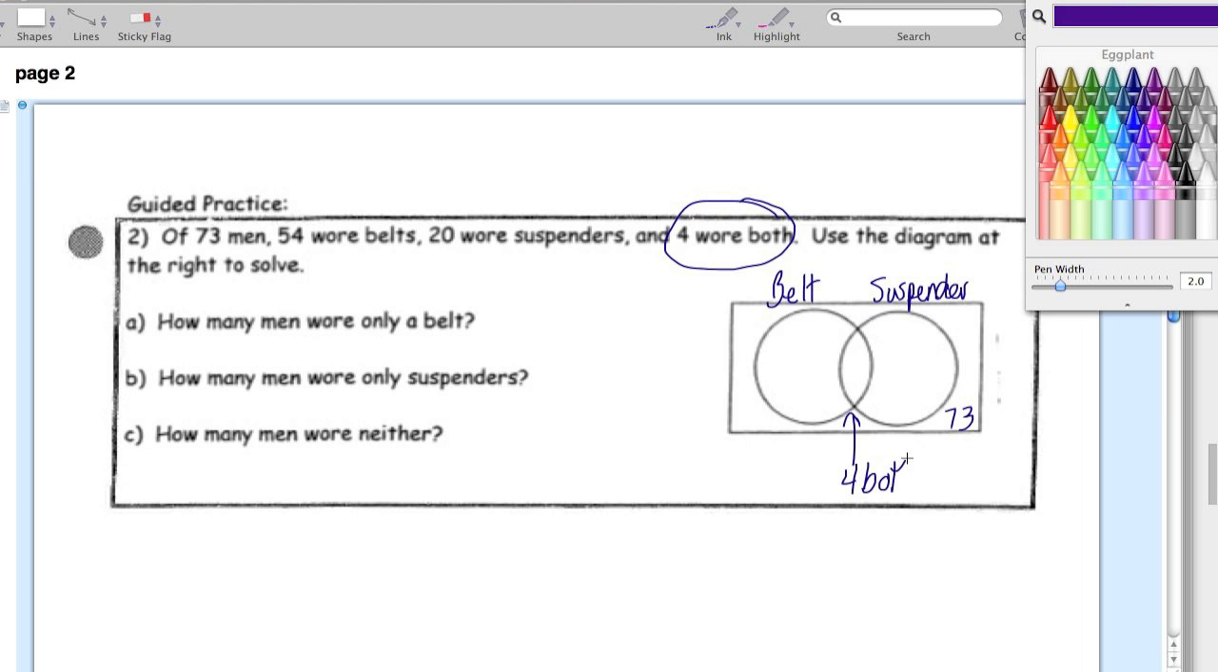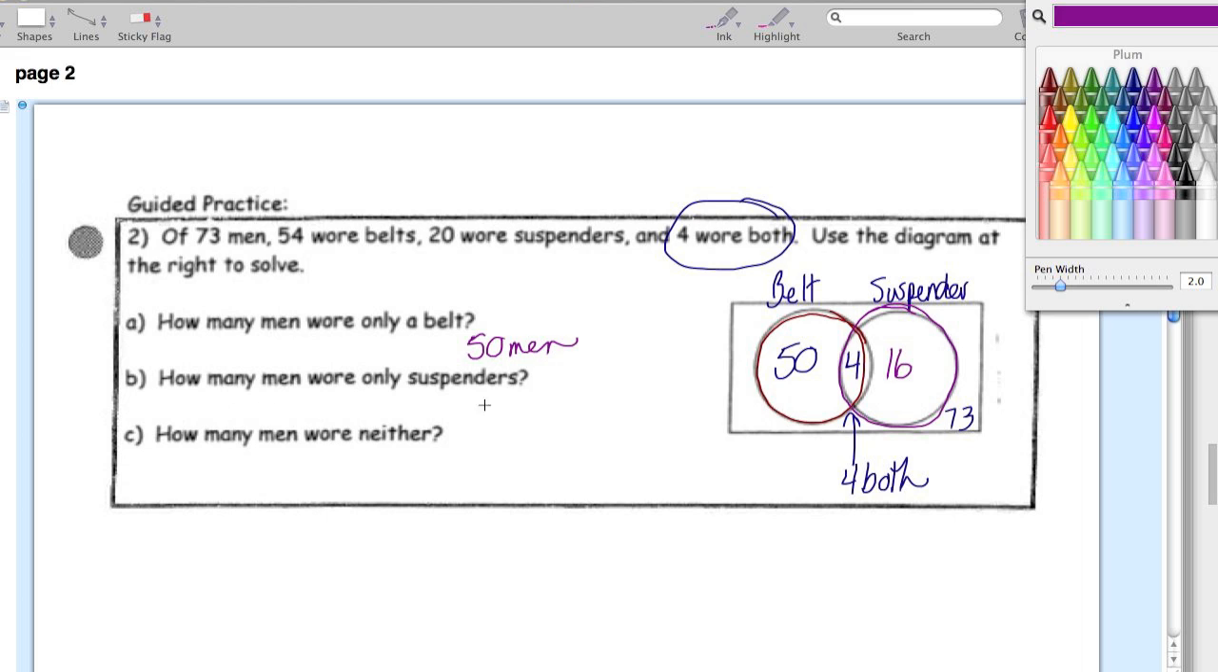4 wore both, because that helps us visualize this circle. Now whenever we go to do the belt, we know that this whole circle is going to count the 4 of the overlap and then whatever is left. Okay, so 54 wore belts, 4 of them are in the overlap, so that means 50 of them must be only wearing belts. 20 wore suspenders, so in their second circle, this whole circle should count for 20. 4 of them are already being accounted for, so 16 of them were suspenders only. So this is how your setup should look for your Venn diagram. Letter A, how many men wore only a belt? There were 50 men wearing only a belt.